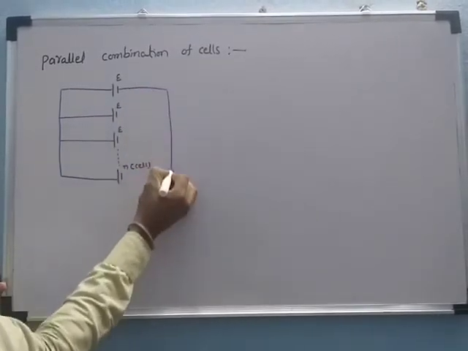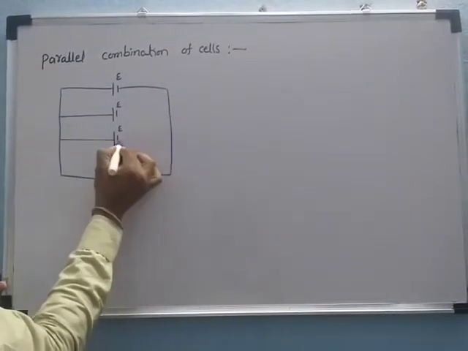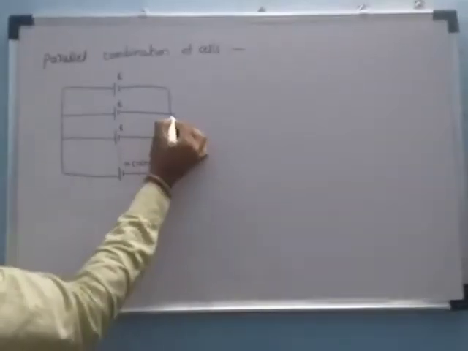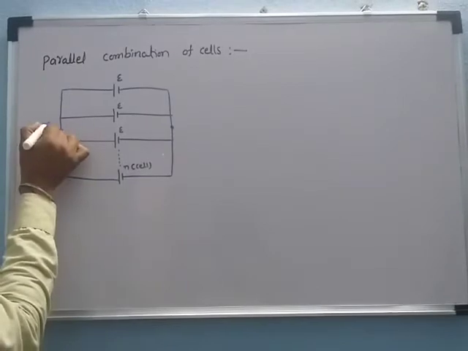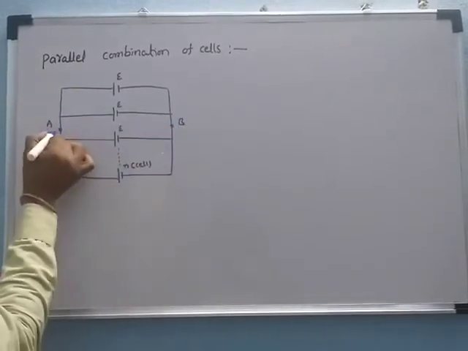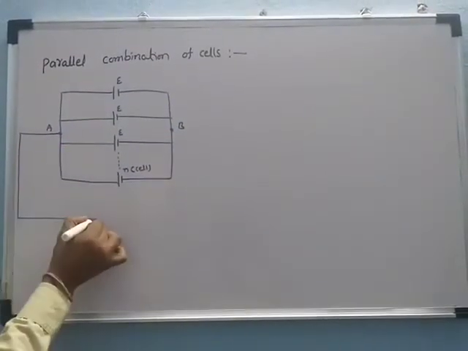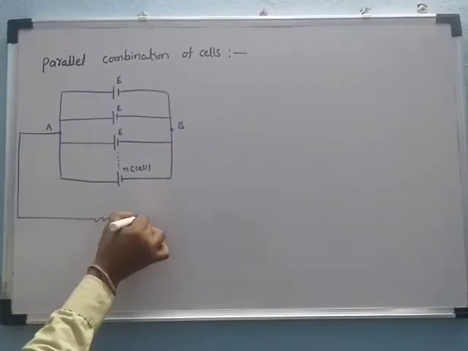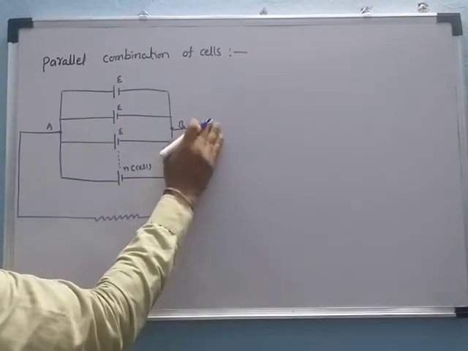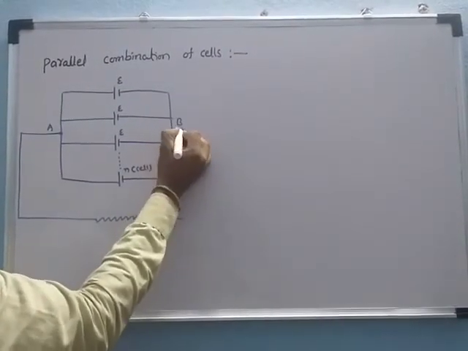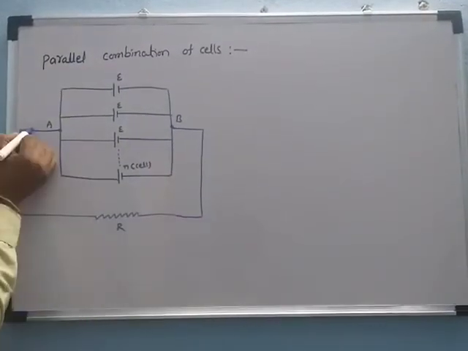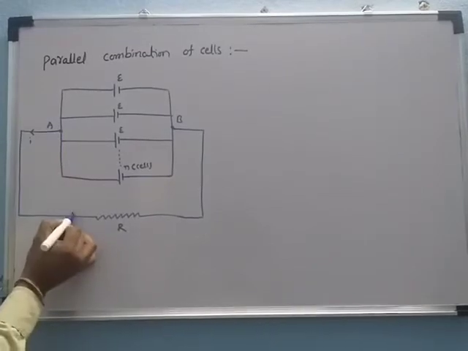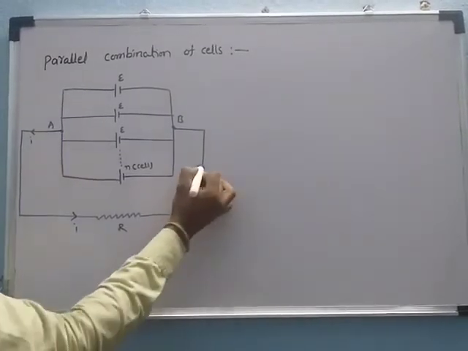And all the negative terminals of the cells meet at one point, the A point, and the other ends are considered the B point. Now this A and B are connected across by the external resistance R. Here the current I passes through the resistance.